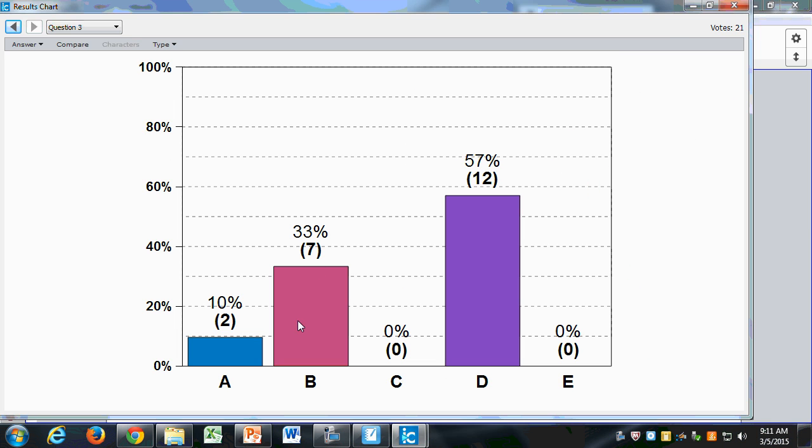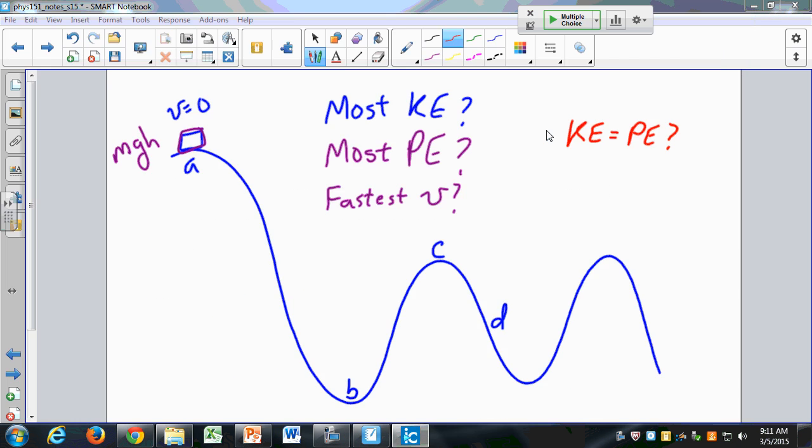No, D's not right. B is the right answer. I can see why you put D. I think you put D here because it's sort of on a downslope and he's accelerating downward. Is that what you were thinking? Yeah, that's not bad thinking, but it's not correct.